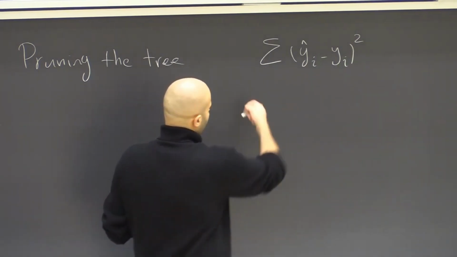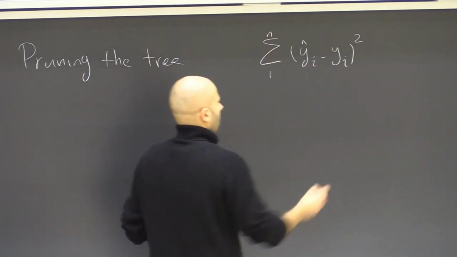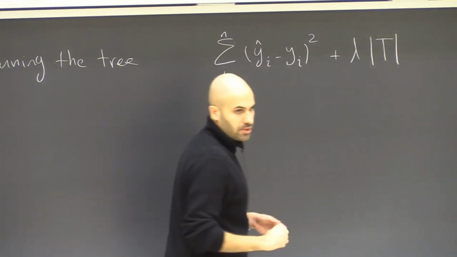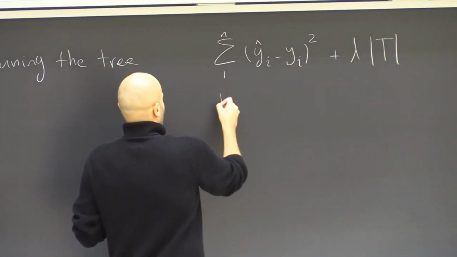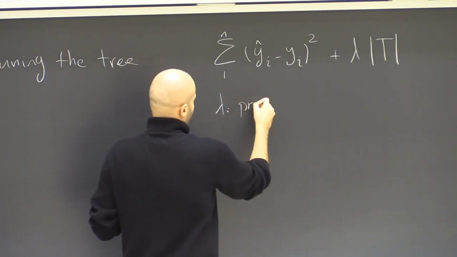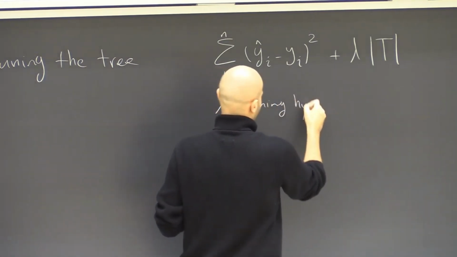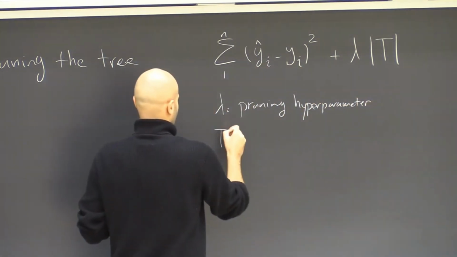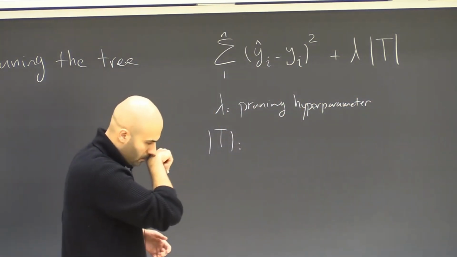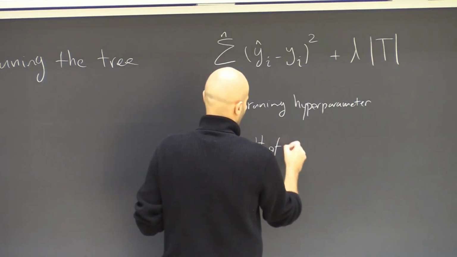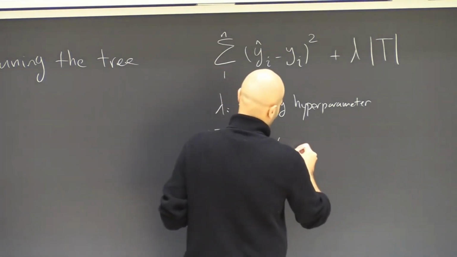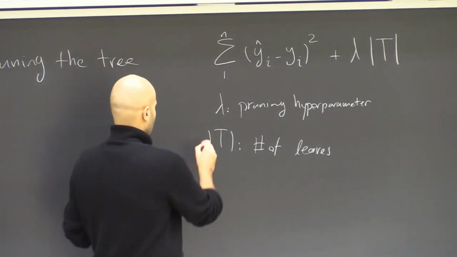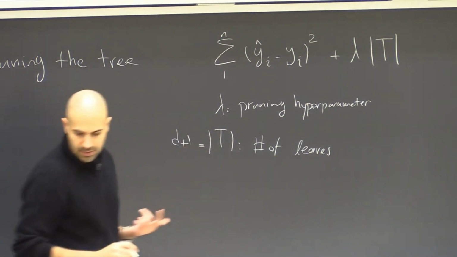That we want to minimize, so this part is like RSS. And we add some lambda times |T|. This lambda is the pruning hyperparameter, and |T| is the number of leaves, or number of terminal nodes. So this is the same thing as d plus 1, if d is the number of splits.